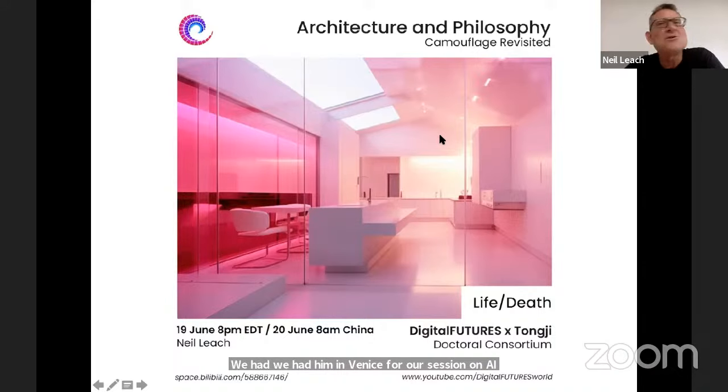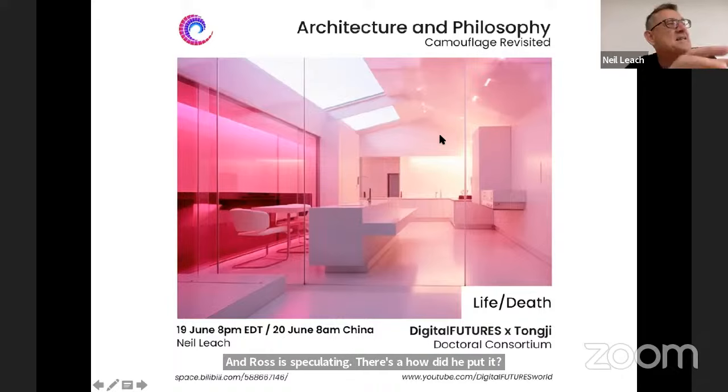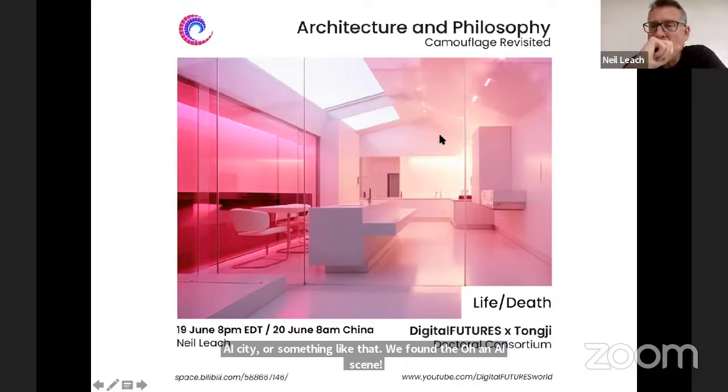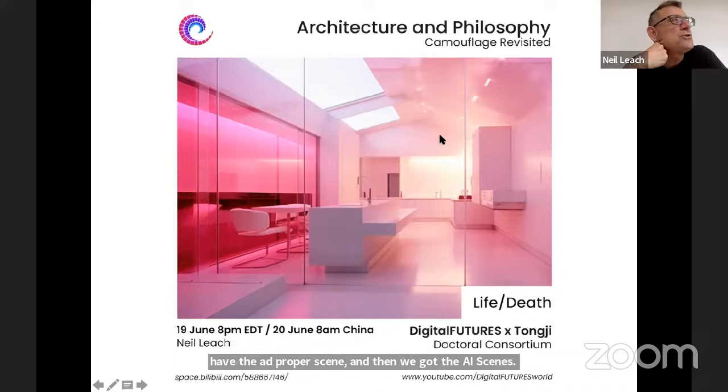Futures. And Ross is speculating there's, how did he put it? An AI city or something like that. We've had an AI scene. We had the Anthropocene, and then we got the AI scene. So I don't know what's happening in philosophy. I know that Yuk Hui is trying to address some of these questions, but I like the idea of an AI scene for sure.